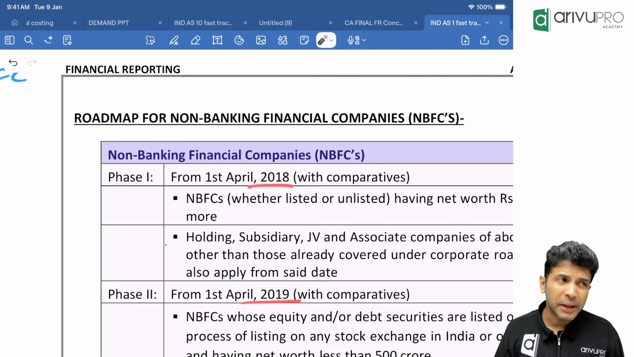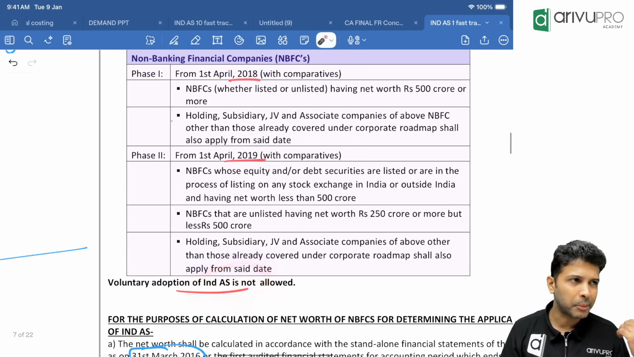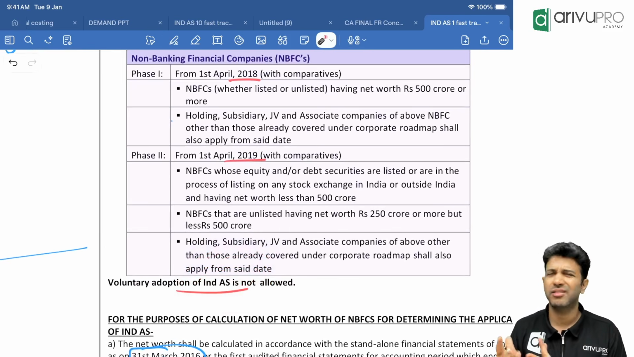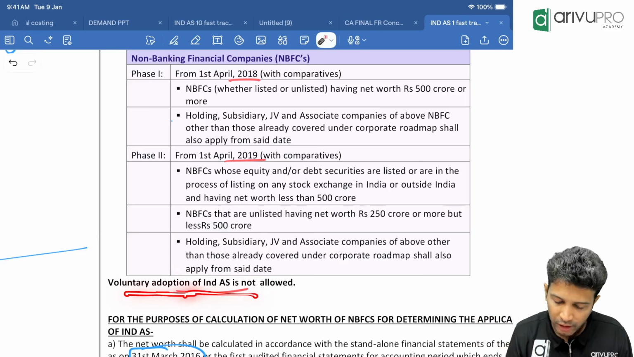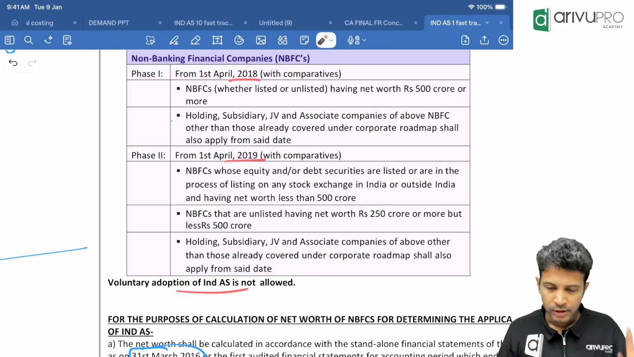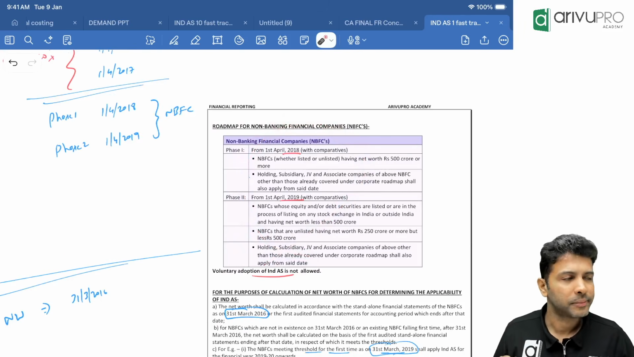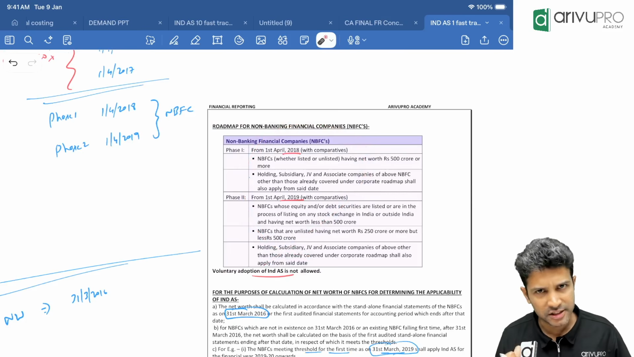And for NBFC they are saying voluntary adoption of Ind AS is not permitted. For other companies it's okay. For NBFC, I don't know what is the thought process behind this, but they have not allowed the voluntary adoption of Ind AS for only NBFC. This is about the NBFC limit. Ditto, just 2 years, everything you push. That's all. Easy way to remember.